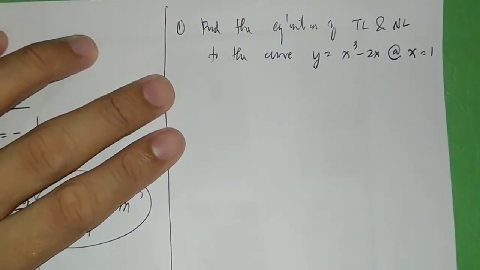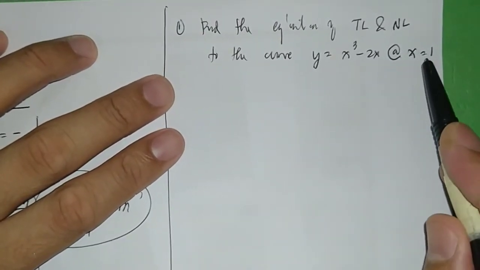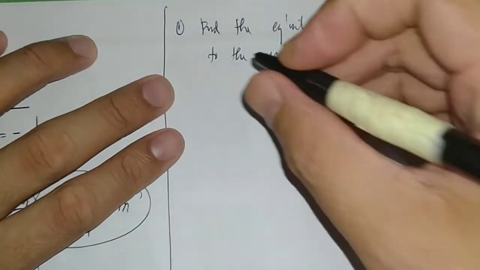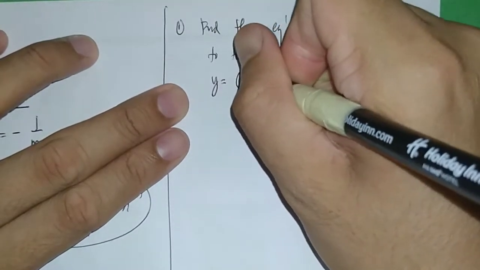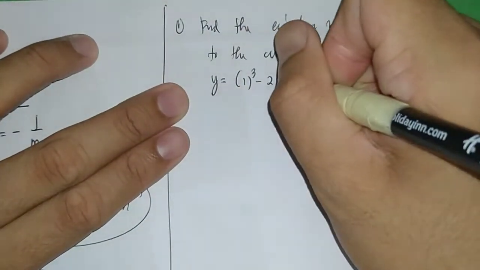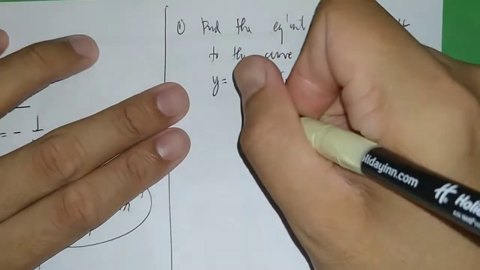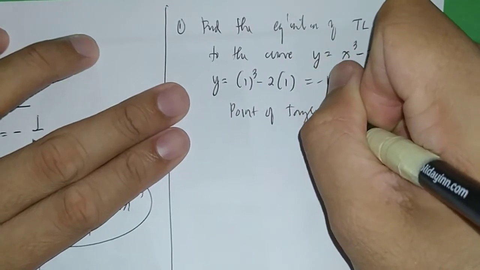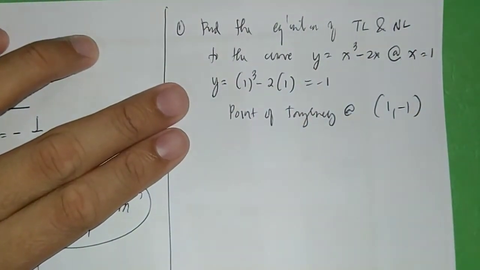If the tangent line touches the curve at x is equal to 1, we can solve for the value of y by substituting the value of x here. Solving for y, that is 1 raised to the third power minus 2 times 1, so that gives you negative 1. Therefore, the point of tangency is at 1 comma negative 1.